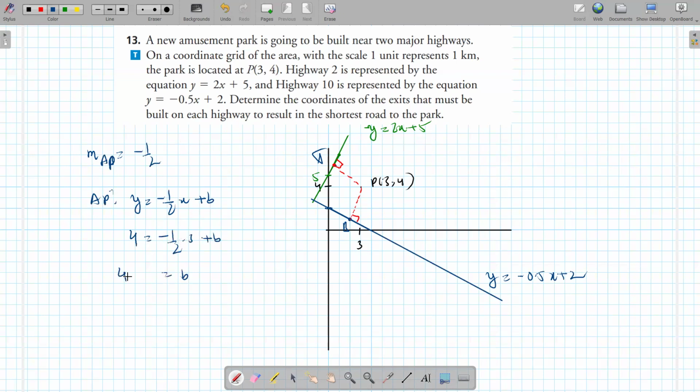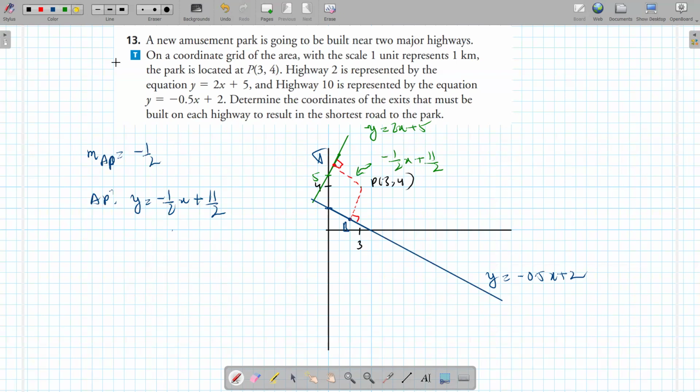So b will be 4 plus 3 over 2. That is 11 over 2, or 5.5. So plus 11 over 2. So we know the equation of this line as well. How do we find that point? So this line is negative 1 over 2x plus 11 over 2.